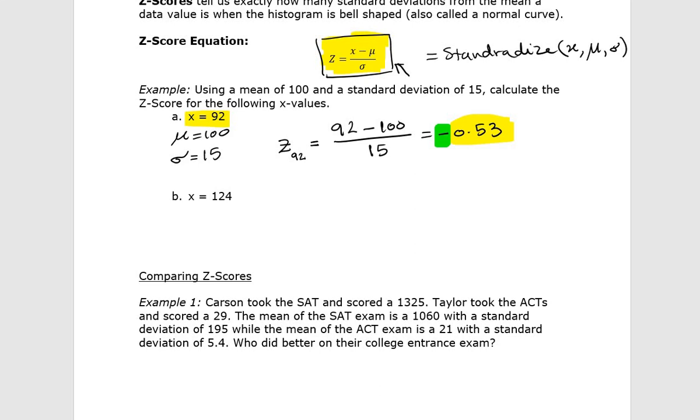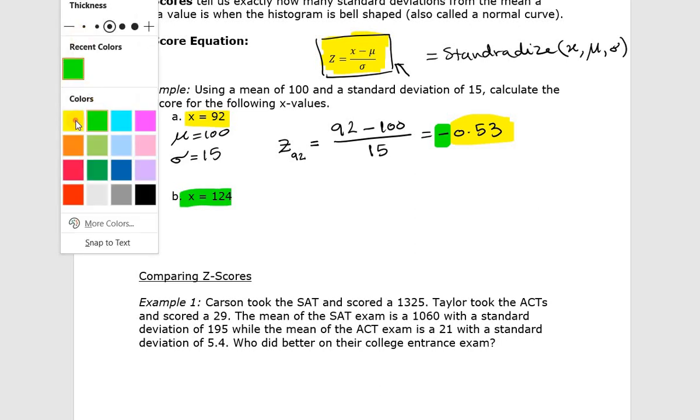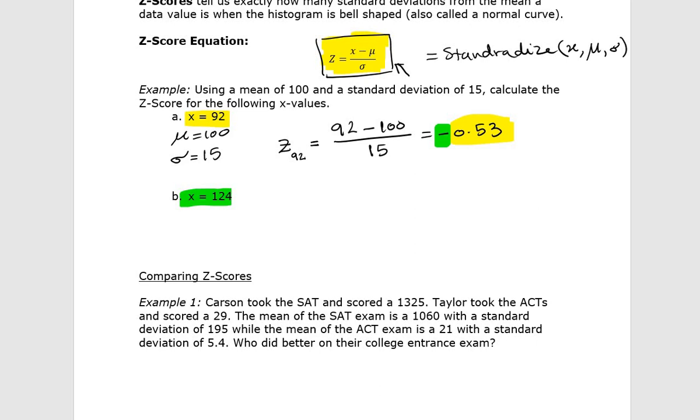Now if I want to compute the z-score for the other value, which is 124, we have x, we have the mean, which is 100, and we have the same standard deviation, which is 15. The z-score for 124 is equal to 124 minus 100 divided by 15, which is going to be 1.6. It's going to be 1.6, which means the value 124 is 1.6 standard deviations above the mean.